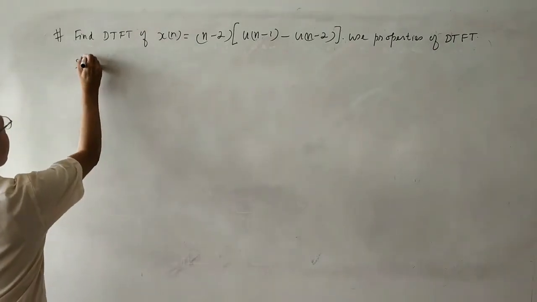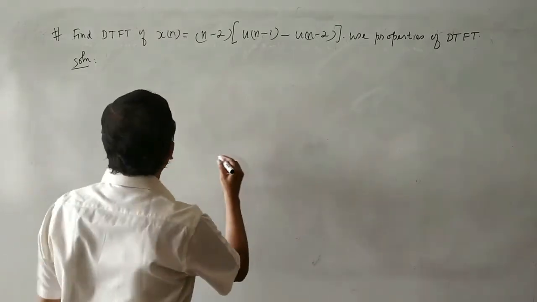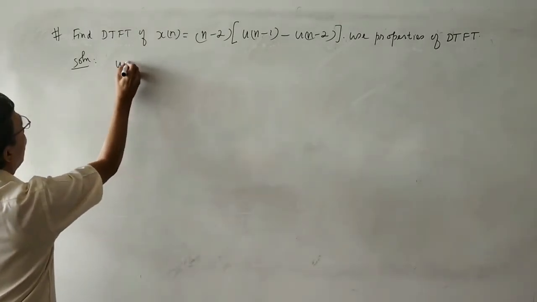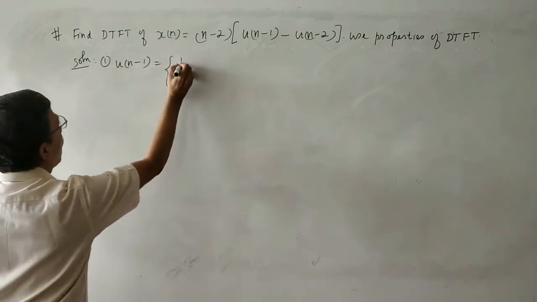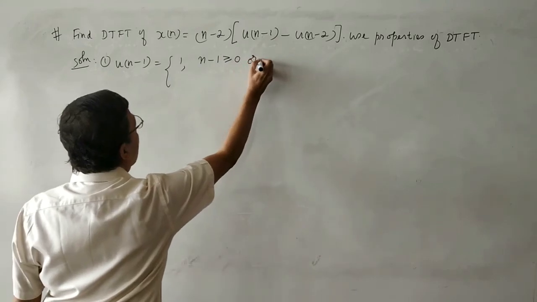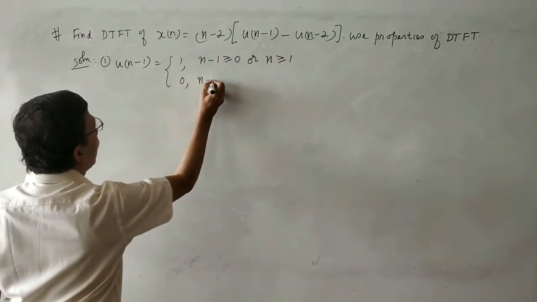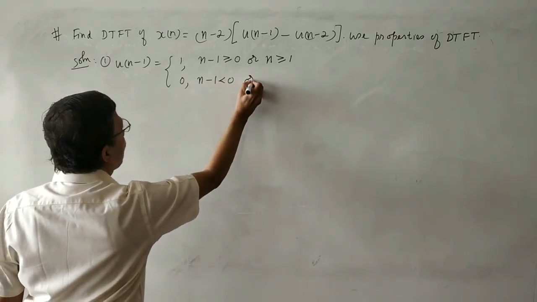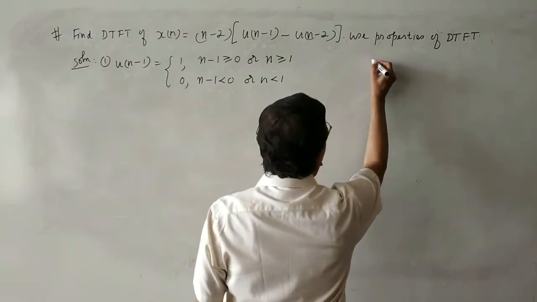Solution. The first step is to sketch u of n minus 1. U of n minus 1 is equal to 1 for n minus 1 greater or equal to 0, or n greater or equal to 1, and 0 for n minus 1 less than 0, or n less than 1. So I am going to sketch now u of n minus 1.